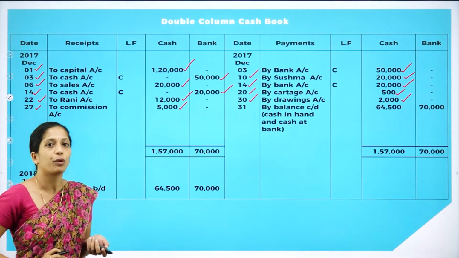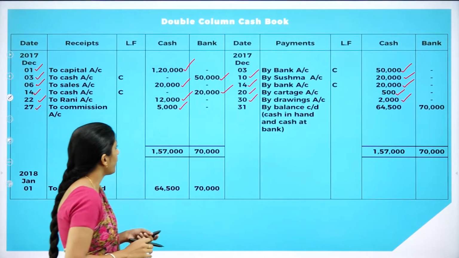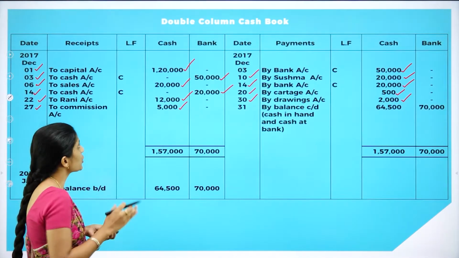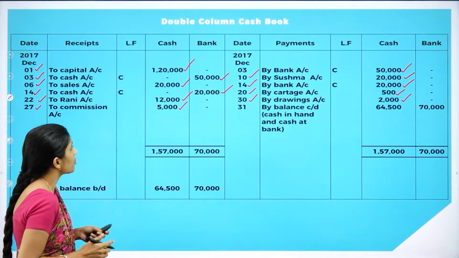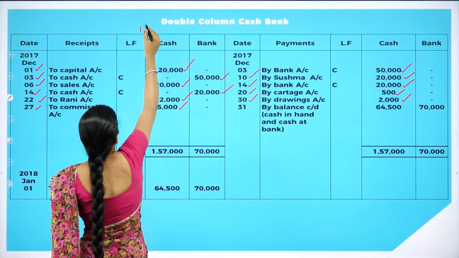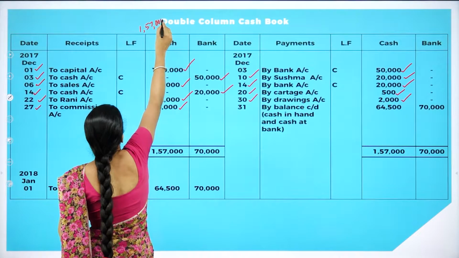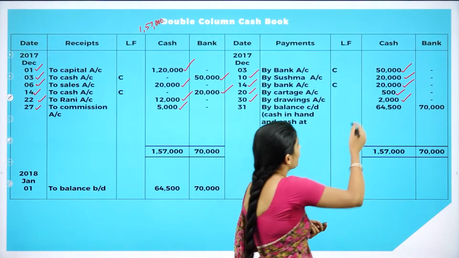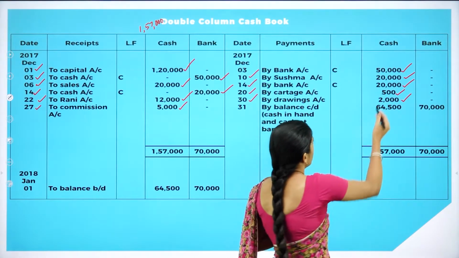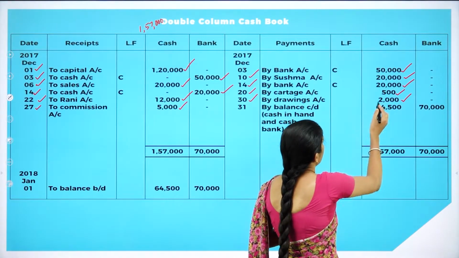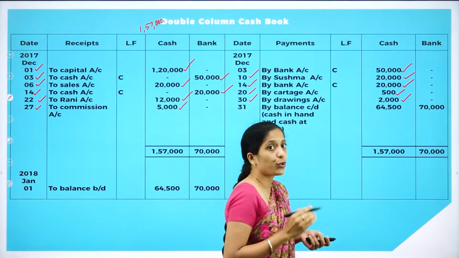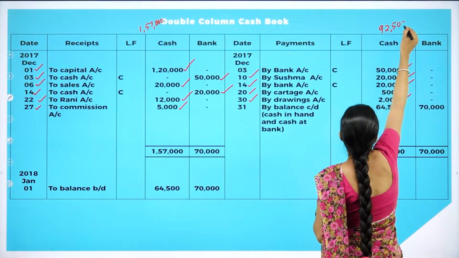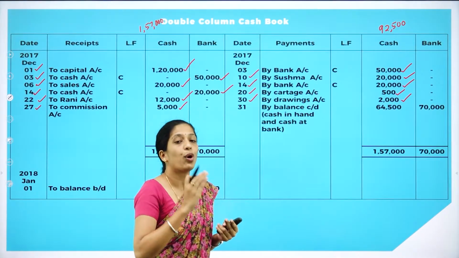Now ultimately we have to balance our double column cash book. So how to balance? First we have to add all the amounts in the cash column, that is 1,20,000 plus 20,000 plus 12,000 plus 5,000. So we'll get 1,57,000. Now coming to the payment side, we have 50,000 plus 20,000, that is 70,000; 70,000 plus 20,000, 90,000; plus 500 plus 2,000, that is 92,500. So our payment side is only 92,500.